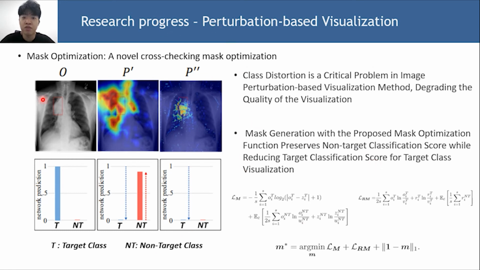As you can see from the figure, unintended changes in non-target class prediction hinder the visualization quality of the medical image diagnosis. The proposed mask optimization scheme minimizes the target class prediction while preserving those of the non-target classes. In addition, we eliminated TV norm and smoothing regularization term to enable pixel-wise visualization for medical image diagnosis interpretation. The proposed mask optimization scheme does not require heuristic hyperparameter settings by cross-checking the quality of the generated mask and reverse mask.